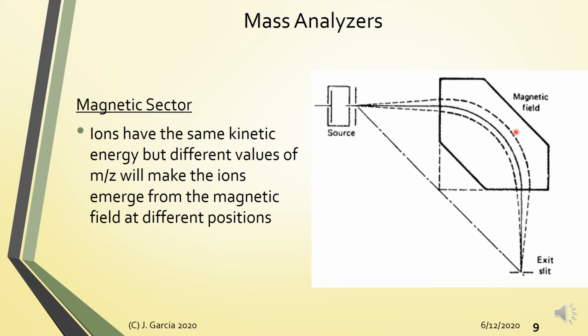So the magnetic field is varied. This is again analogous to the movement of the grating in your monochromator. Here, instead of a grating moving, you have the magnetic field value being changed gradually.